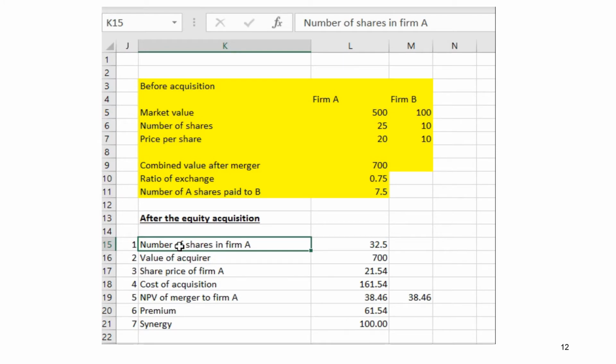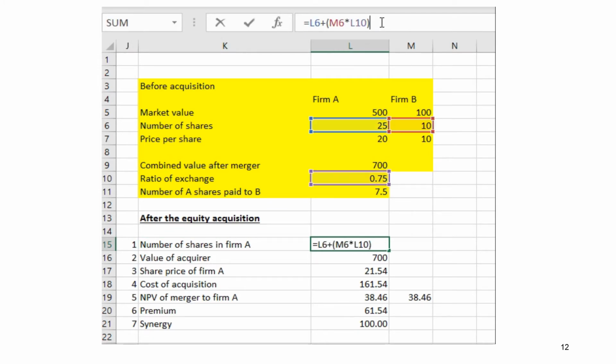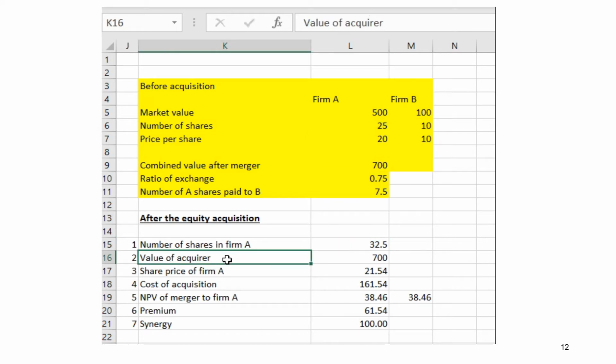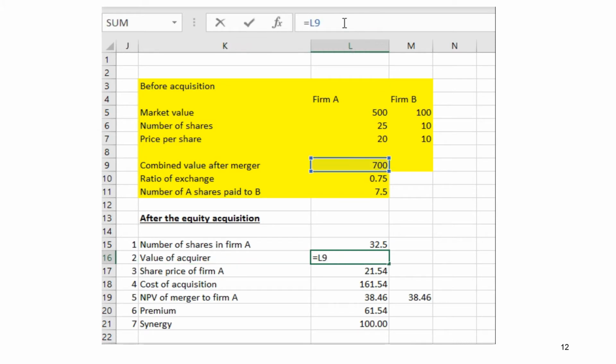First, we are going to calculate number of shares in firm A. The number of shares in firm A increases. The total shares will be existing shares of 20 plus new shares issued to shareholders of firm B. Second, calculate the value of the acquirer. The value of the acquirer is the value of the combined firm after the merger. There is no cash payout in this case.